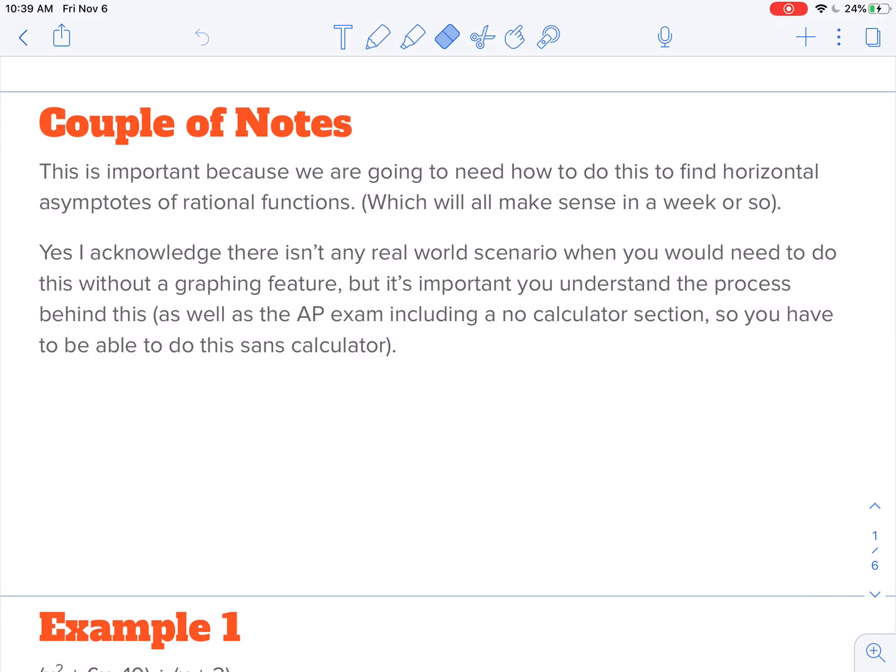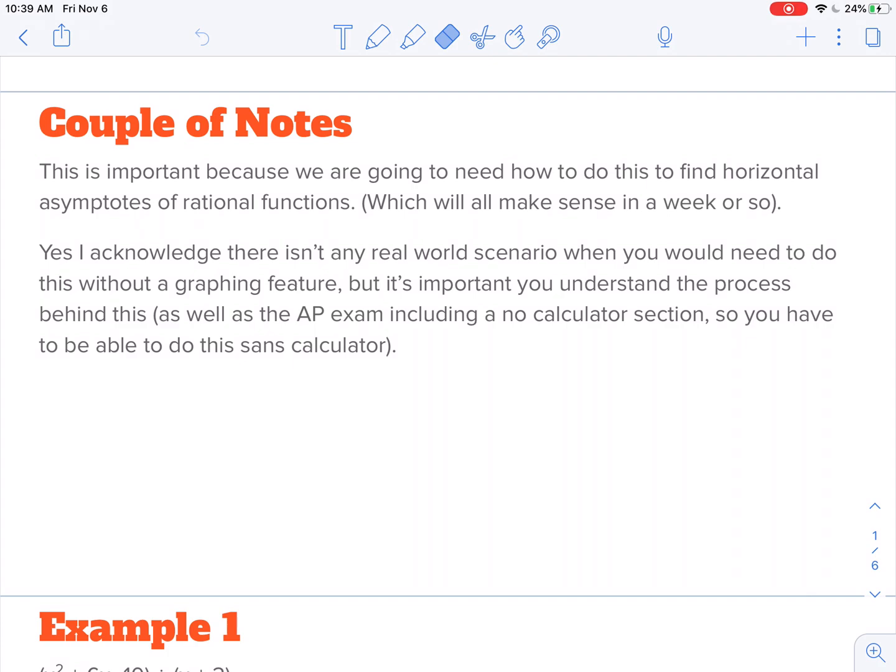Now, I'm going to acknowledge that there's not any real-world scenario where you're going to have to do polynomial long division. When you're actually out in the real world, if you're doing anything that would require looking at a rational function in any way, shape, or form, you're going to be doing this with some graphing technology or some data analysis technology. You're not doing this by hand anymore. We're well into the age of technology.